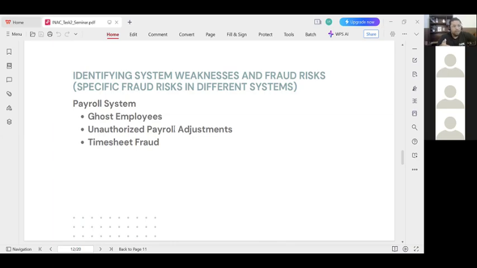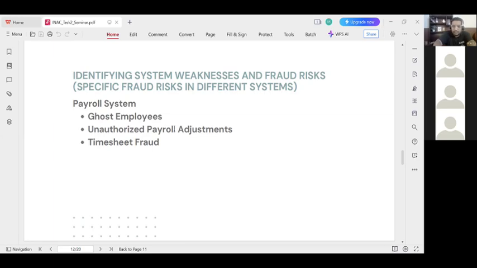Okay, so these are the types of frauds that can happen with payroll. Sometimes we have seen questions in which a payroll system is given, and your task is to identify the problems with the payroll system. So these are the types of frauds which you can keep in your mind when you are doing payroll fraud detection.